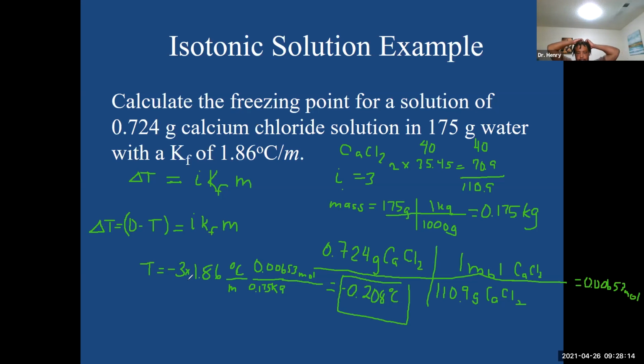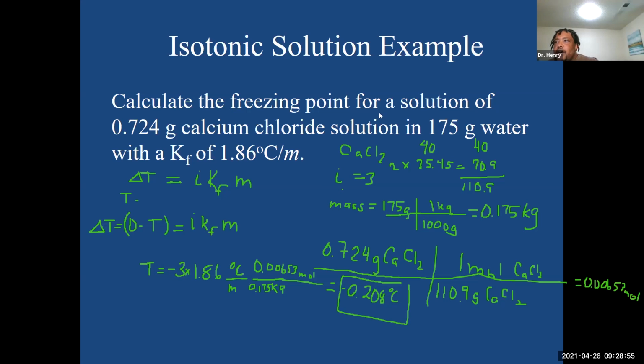Questions, concerns, cash, credit, Kool-Aid. How did you get the negative again? Because the change in temperature would be your T that you're starting at minus the T that you're ending at for your freezing point, so it would be the difference between those two. Oh, okay. So you get 0 minus T. Gotcha. Okay, so questions, no questions?